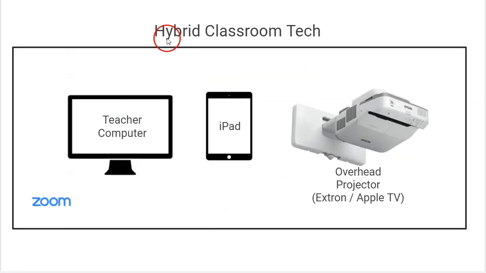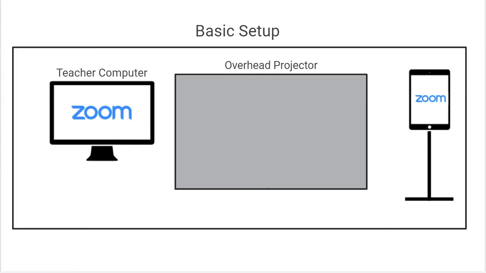So now in our classrooms, not only do we have a teacher computer, we also have the iPad and the overhead projector, the Extron, and you may have an Apple TV connected to your Extron. So what could our hybrid setup look like? Let's take a look at some examples. Some very basic setup is on the teacher computer, you will start your class and run Zoom, and then on the iPad, log into the same class meeting on Zoom, and the overhead projector displays what is on the teacher computer. Let's take a look what that might look like on Zoom.